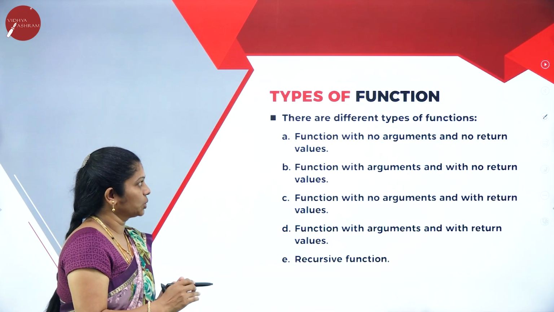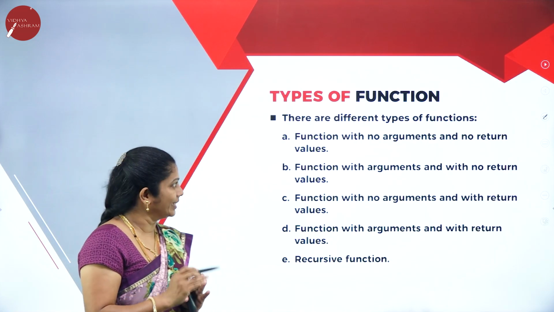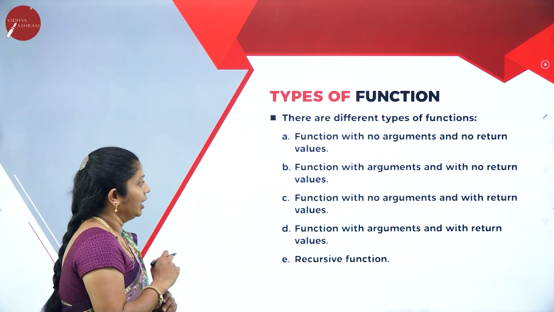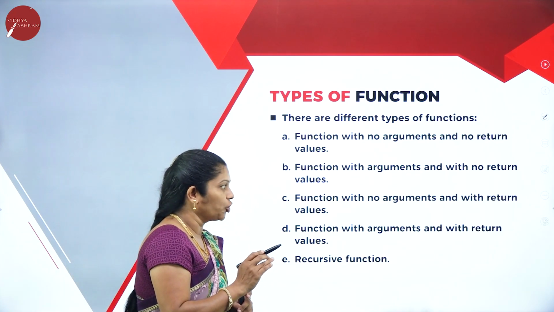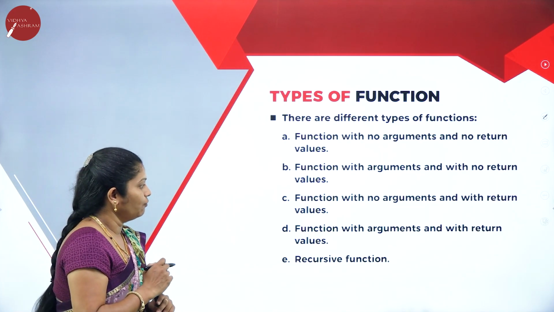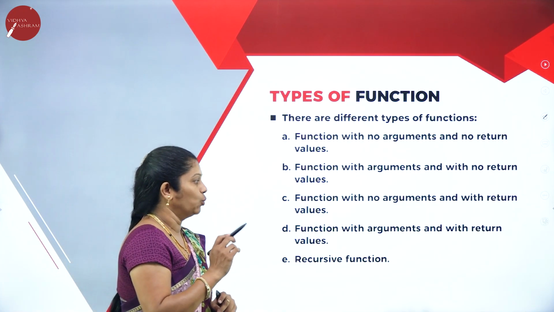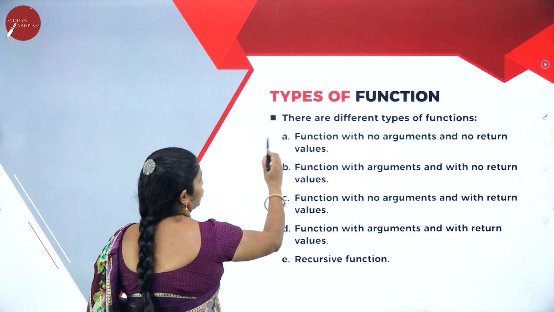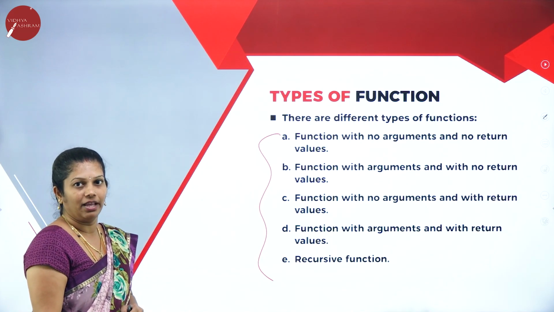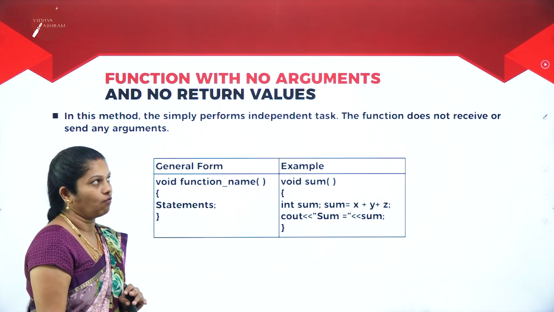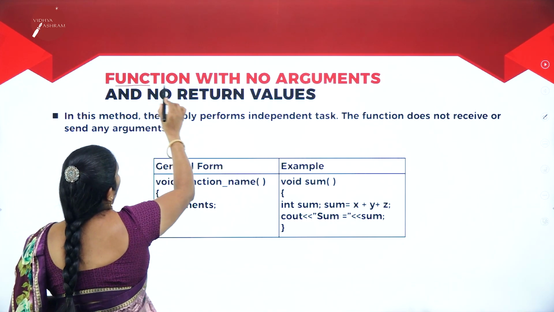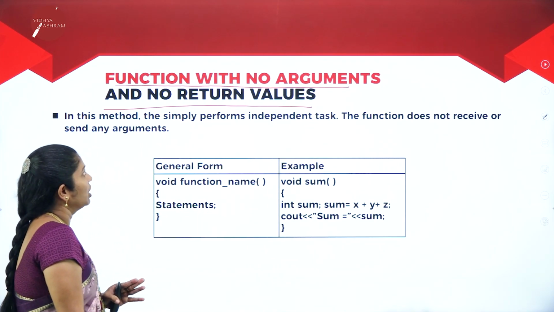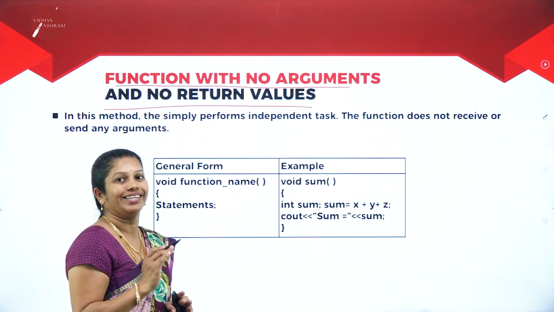When they come to types, first one, functions with no argument and no return type values. Functions with arguments and with no return values. The third one is functions with no arguments and with return values. The fourth one is functions with arguments and with return value. And the last one is recursive function. These are the 5 types of functions. Now, one by one we'll discuss. First, we'll discuss the first one, functions with no arguments and no return values.